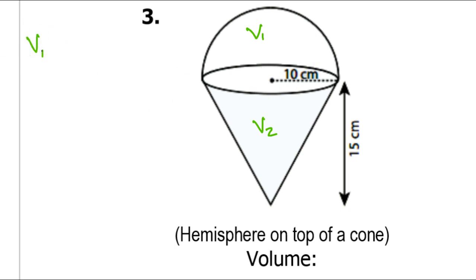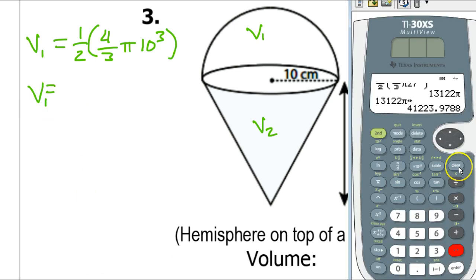So I'm going to go ahead and find volume 1 over here. So this is half of a sphere. If this were a whole sphere, I would do 4/3 pi times the radius cubed. So 4/3 pi 10 cubed. That's the formula for the volume of a sphere. However, this is not a whole sphere. This is half of a sphere, a hemisphere. So I'm going to take half of all of that, and then that should be the volume of shape number 1. So volume 1 will equal, let's put this in the calculator.